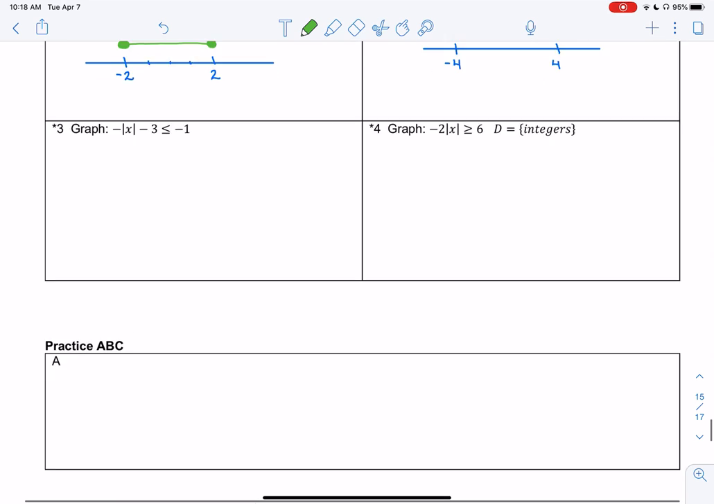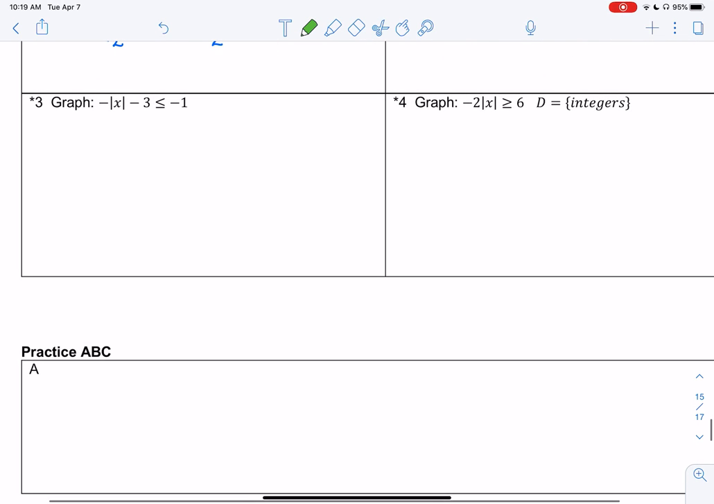So now let's focus in on question 3. We have some steps to take care of. First of all, we need to add the 3 to the other side. So I get negative absolute x is less than or equal to 2. And then the next thing is I have to get rid of the negative. So absolute value of x is greater than or equal to -2.